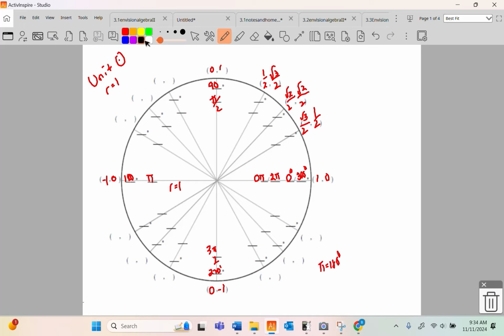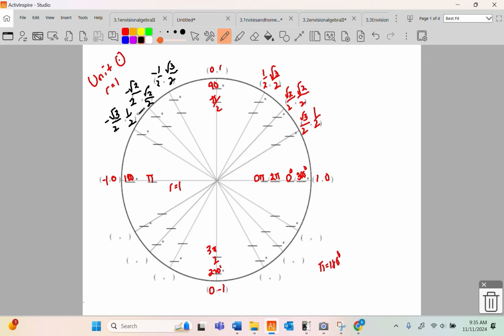Symmetry is what gets you quadrant 2. Just symmetry. Back 1/2, still up root 3 over 2. Back root 2 over 2, still up root 2 over 2. It's about symmetry. Back root 3 over 2, up 1/2. And it's about symmetry with all these.